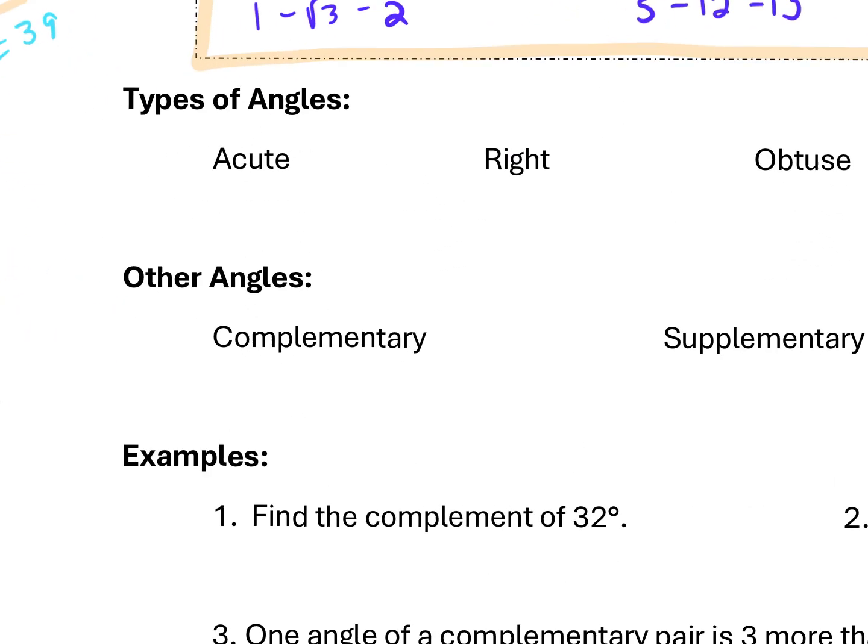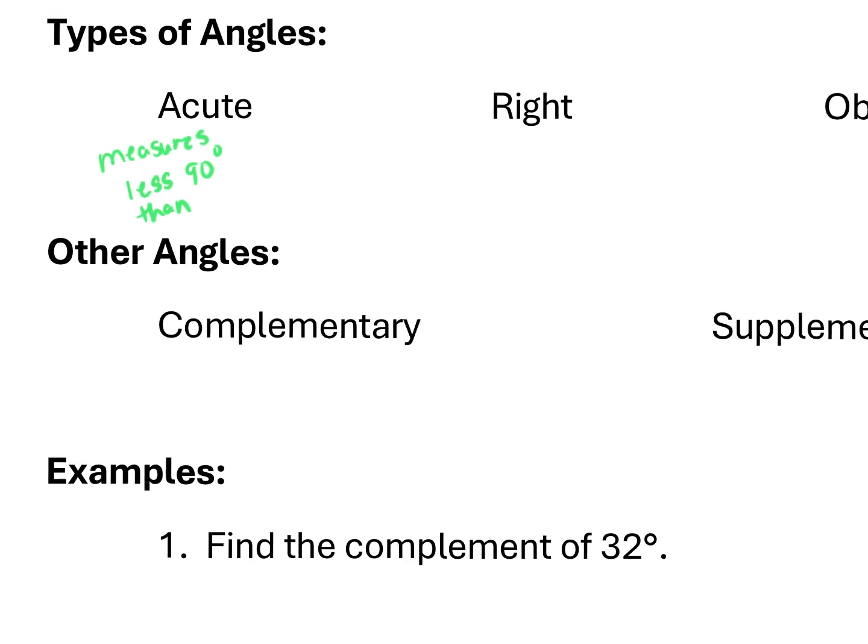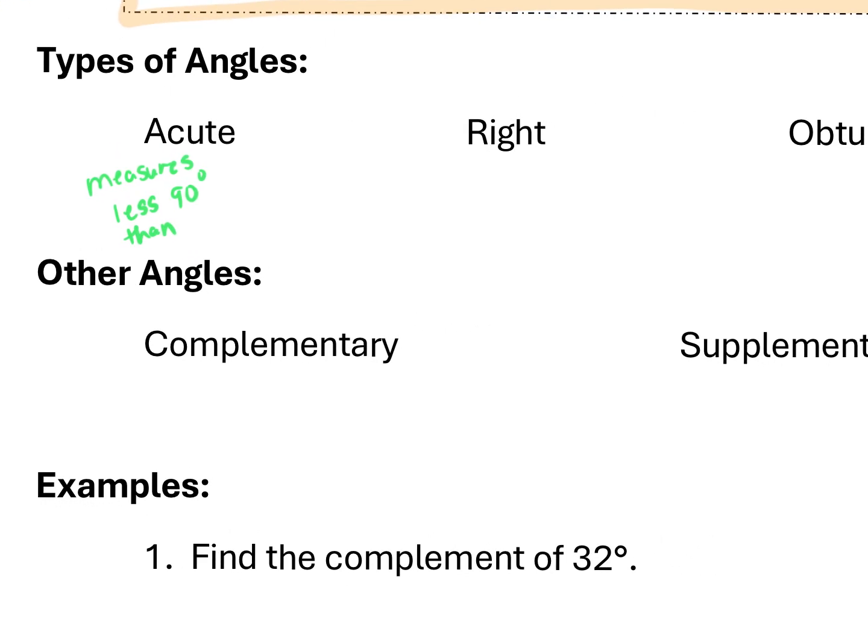So what do we know about acute angles? Yep, so an acute angle measures less than 90 degrees. A right angle measures exactly 90 degrees, right? It equals 90 degrees. Typically, when we see that drawn on a page, we're going to see the little square in the corner to help us know that that's 90 degrees.